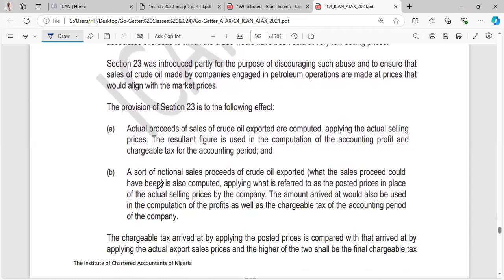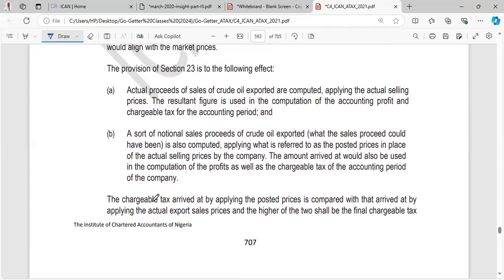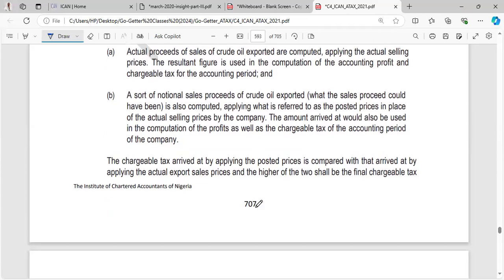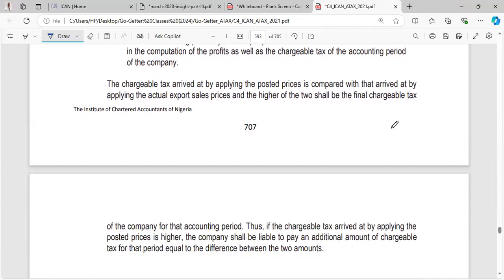Then B, a sort of notional sales proceed of crude oil exported. That is what the sales would have been if you had sold at the market price will be computed. This is referred to as posted price in place of the actual selling price. So they will use the posted price and calculate the price or the sales that you would have made. The amount arrived at will be used for computing the profit as well as the chargeable tax for the company. Now, the chargeable tax arrived at by applying the posted price is compared with that arrived at by the actual selling price, and the higher of the two will be the final tax for that company.